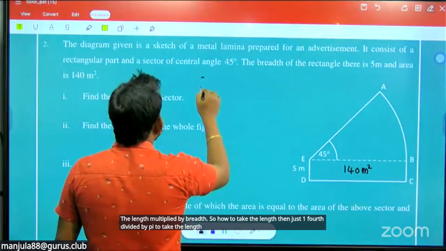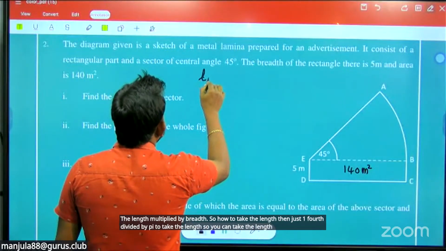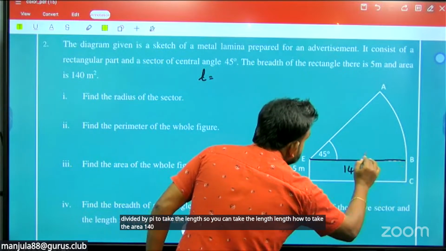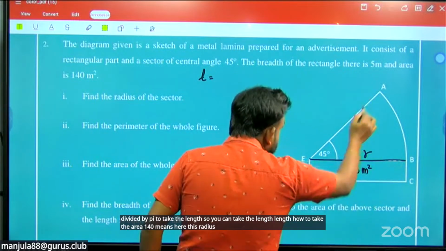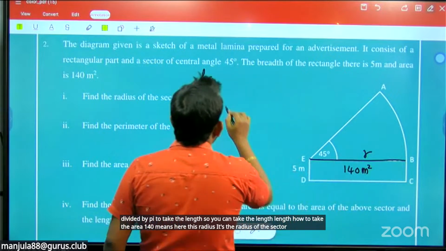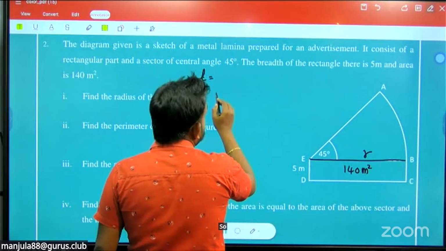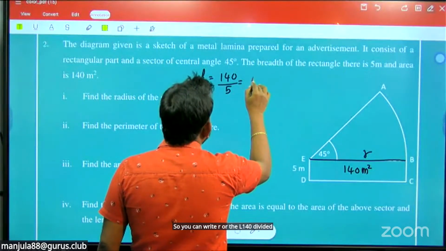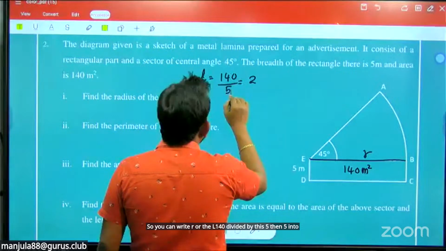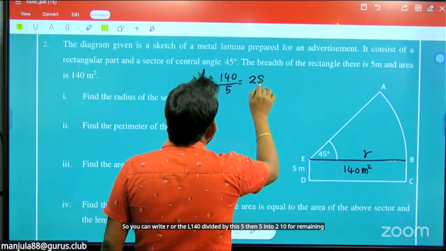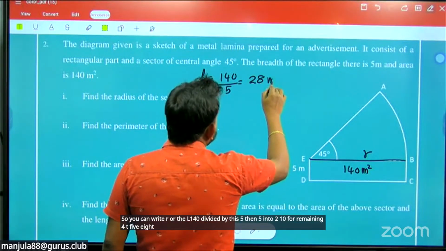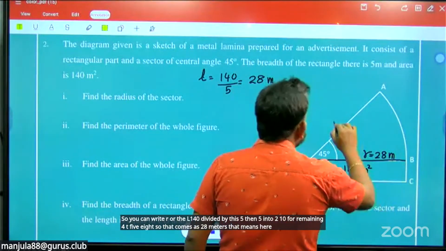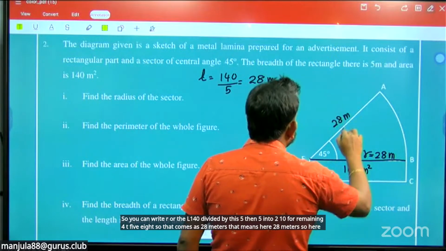So you can take the length. The area 140 means here, this is the radius of the sector, r into 5. So you can write the length as 140 divided by 5, then 5 into 2, 10, for the remaining 40, 5 into 8. So that comes as 28 meters. That means here 28 meters. So here also 28 meters.